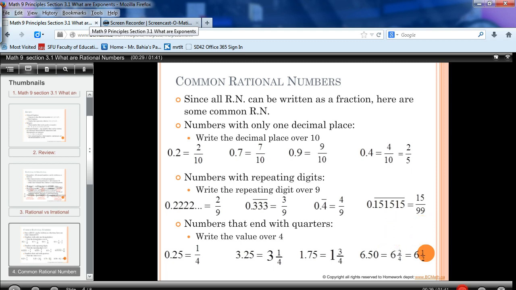Okay, so what I would jot down from here is that numbers with repeating digits can be written using the nine rule. 0.2, one digit repeating, two ninths. Let's just skip to this one here. 0.4, one number repeating, four ninths. 0.1515, two numbers repeating, over two nines.